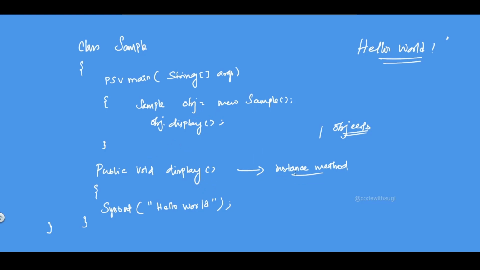So as I told, this is the instance method, so that's the reason we are accessing this method using this instance obj. That's the reason this method is called an instance method. Now I think you got some idea about what is meant by instance method, how to create an instance method, how to access the instance method.